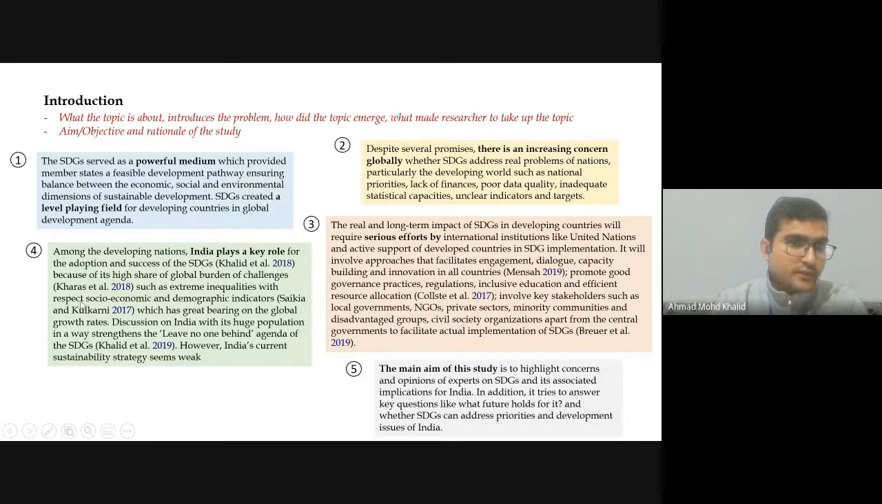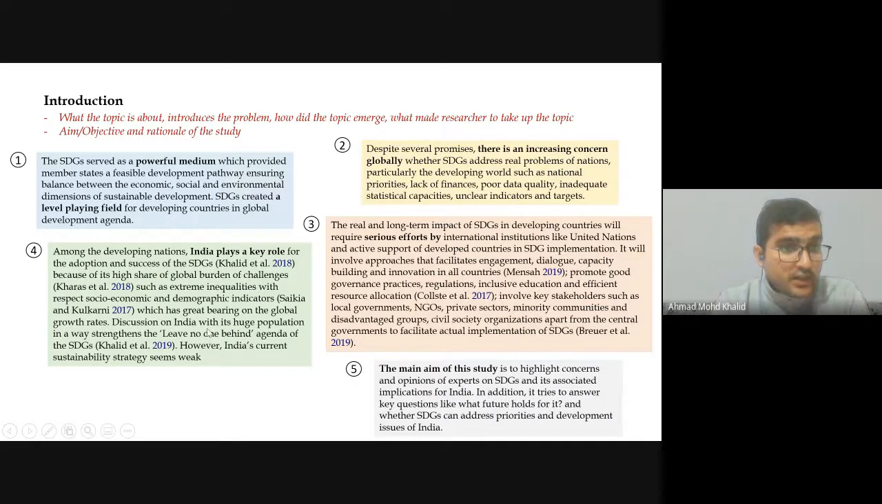Then if you look at box four, as the title said there will be a case study on India also, he introduces briefly why we are going to talk about India, and he says that among the developing nations, India plays a key role for the adoption and success of SDGs, and other details. Later he says that discussion on India with its huge population in a way strengthens. Now this is the justification he's giving. I have chosen India because India's role is very critical, and I am discussing India because India has a huge population, and that strengthens the leave no one behind agenda of all the SDGs.